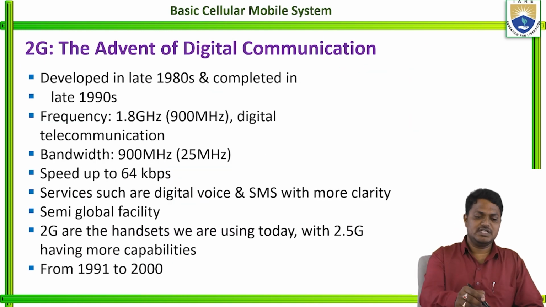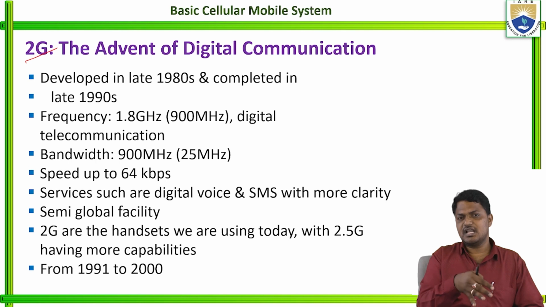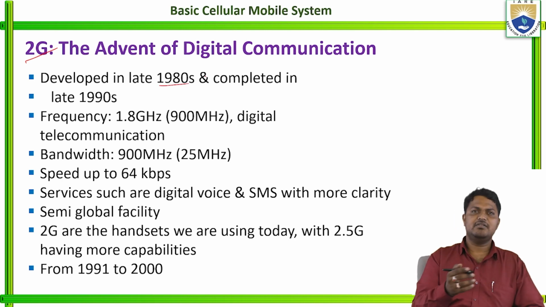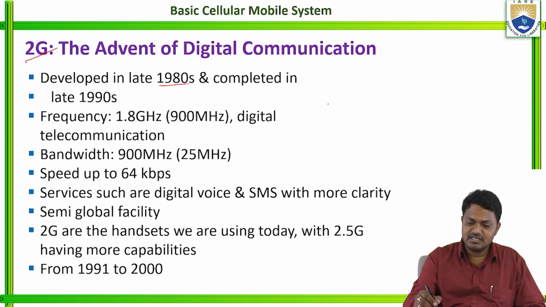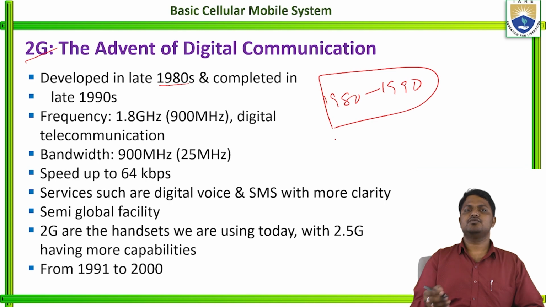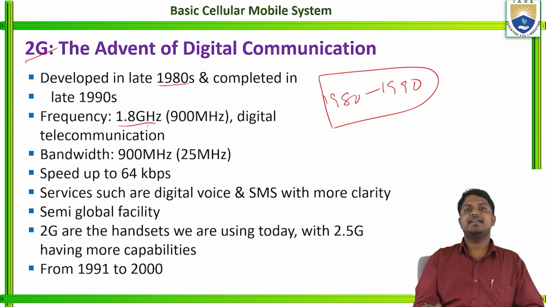The next one is 2G, that is the second generation. It is called the advent of digital communication. 1G was invented for analog communication. When 2G was introduced, digital communication was introduced, and it was developed in 1980 to 1990 only. When they started 1G, they also started working on 2G communication. The frequency here is 1.8 gigahertz, for digital communication.